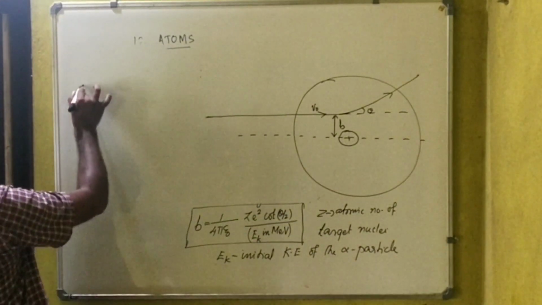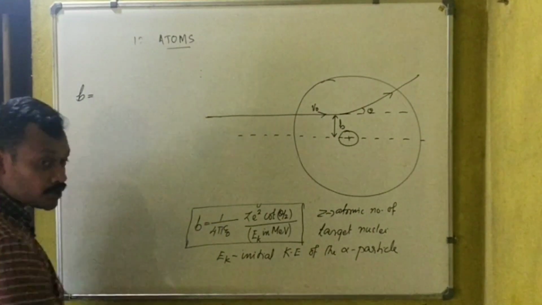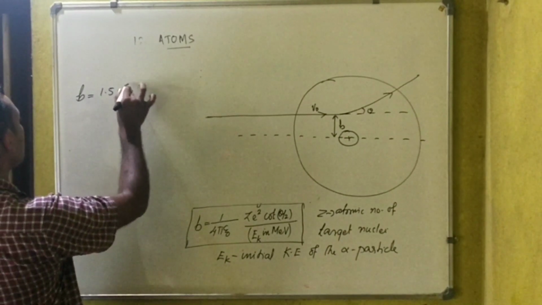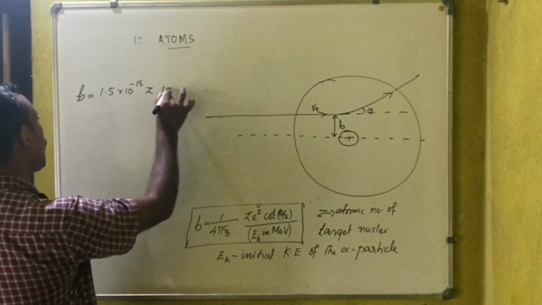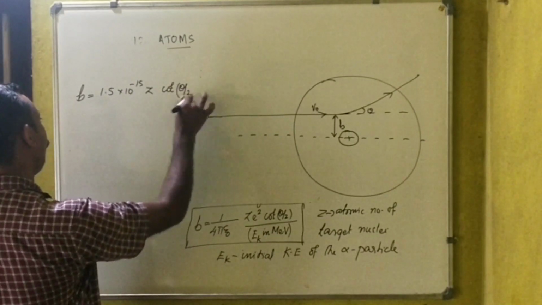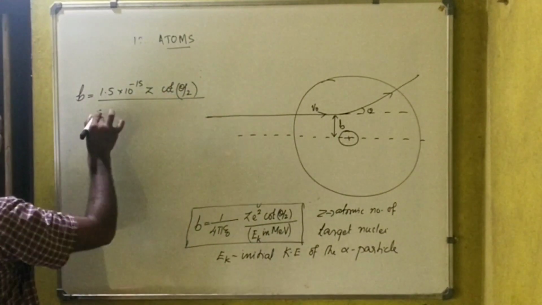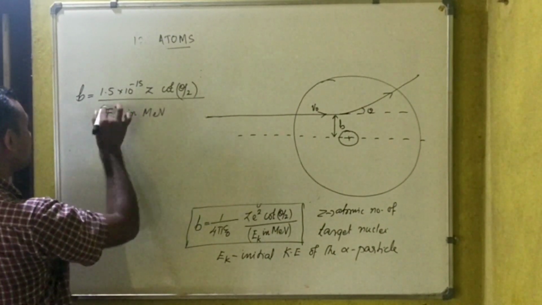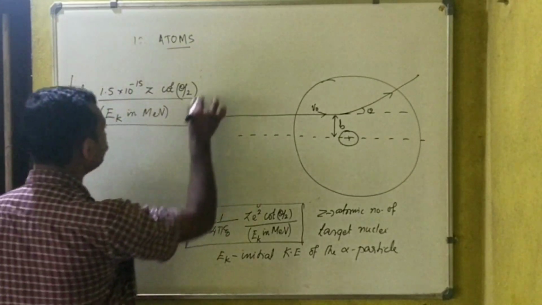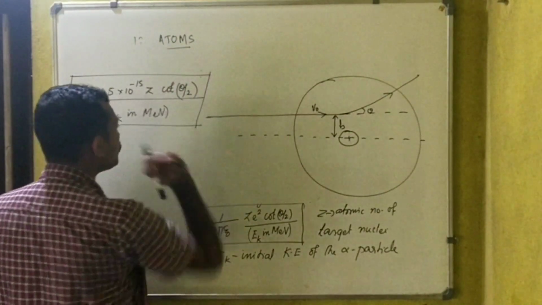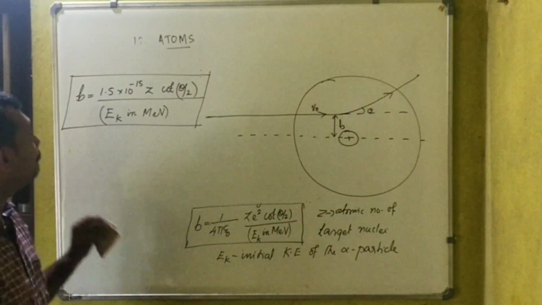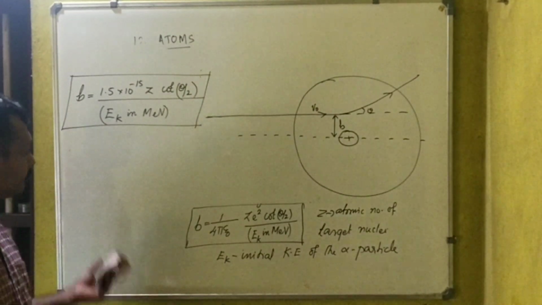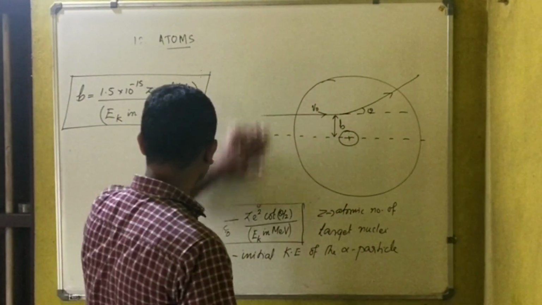Now from here one more shortcut we can derive. 1 by 4 pi epsilon 0 is a constant, charge of the electron is a constant, so this will be 1.5 into 10 to the power minus 15 Z cot theta by 2 divided by the kinetic energy of the incident alpha particle in million electron volt. This is the expression for the impact parameter. So this is very, very important in solving.